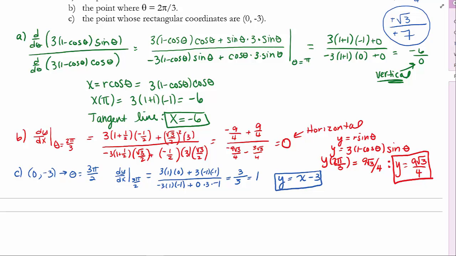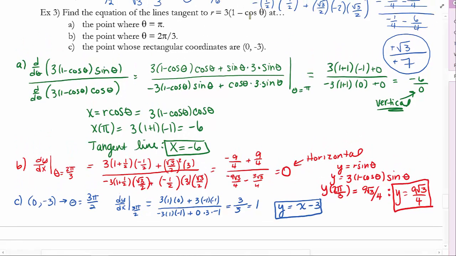Okay, so if you paused and came back, there's a lot of work on this page. I'm going to do my best to walk you through it, but some of this stuff is very challenging. So for A, you were asked to find the tangent line of this graph at theta equals pi. So I did r sine theta and r cos theta, did a product rule, plugged in pi, and got -6 over 0, which seems like, wait a minute, did I do something wrong? No, you didn't. It's telling you that the slope is undefined at that point, which means your tangent line is vertical.